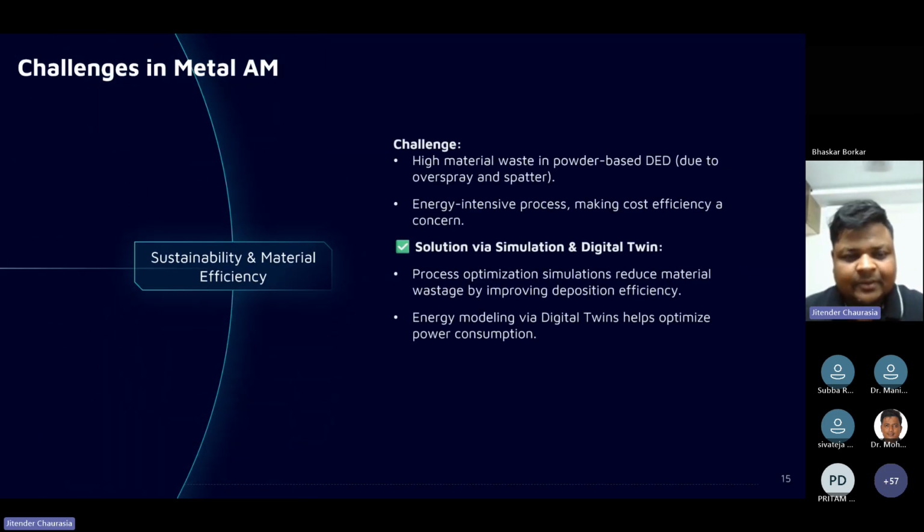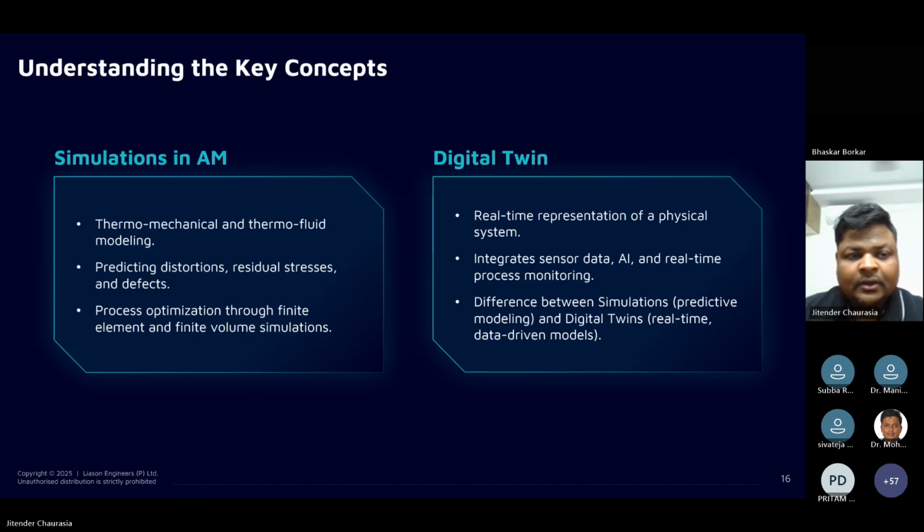And then definitely sustainability and material efficiency. Definitely we have to leave something for the next generation. So we have to use everything sustainably, and we should utilize it for economic benefit of the country as well as the honor of the machine. It's very important that we utilize these powders carefully, so that we have high deposition efficiency, then only it is possible. Okay. So now coming to understanding the key concepts, simulation and digital twin.